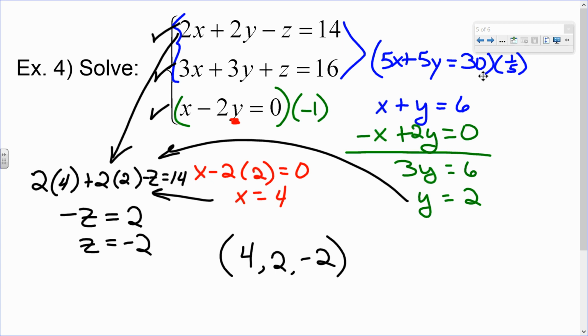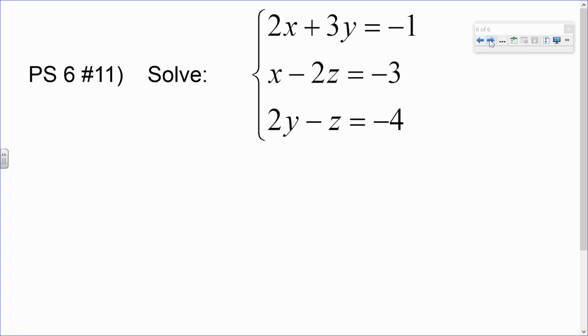Okay, I'd like you to grab your new problem set paper and take a look at problem number 11. And let's kind of think about strategies here as you get started. This system is a little bit different because each of these has two variables. They all have a different combination of 2. We've got x and y, then x and z, then y and z. So substitution or elimination might be a little bit trickier to do. I'm going to suggest substitution on this one.